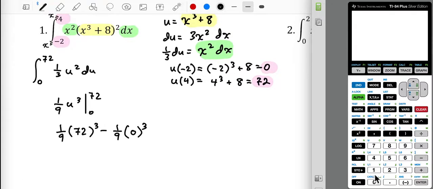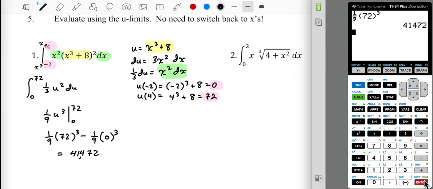The numbers are pretty large, so I have to account for that. So 1/9 times 72 cubed minus 0, so that's irrelevant. So we're talking about a pretty large number here, 41,472. But like I said, no expectation that you do it by hand. You can pop it right into your calculator. You can also pop it into Desmos.